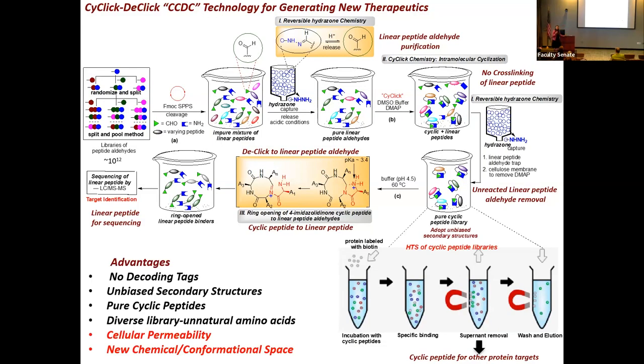One is that we do not need any kind of decoding tags, and therefore we get fewer false hits compared to the current technologies, because these tags are huge and they also get involved in binding. They also influence the structure. Another unique feature of our technology is that it's completely synthetic in nature, and therefore we can introduce any unnatural amino acid residues and different peptide backbone chains, and we can diversify our libraries to any extent, which is not possible with current methods for making libraries of cyclic peptides.